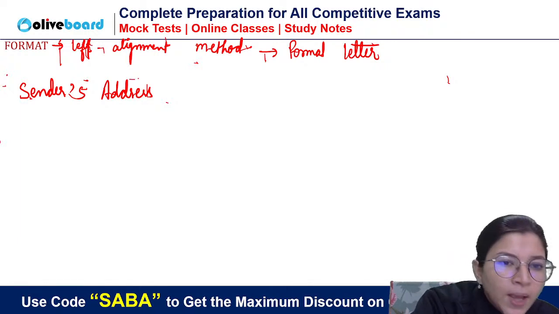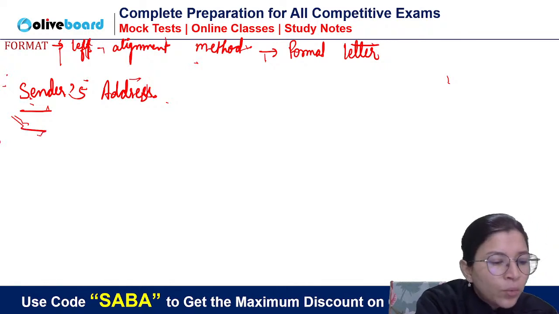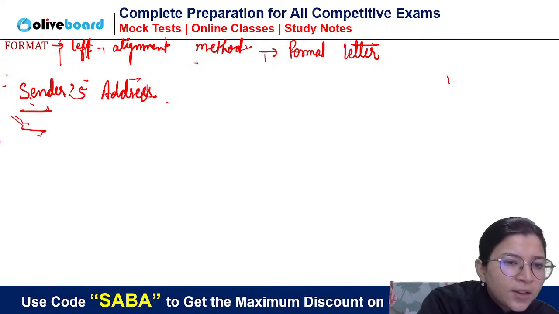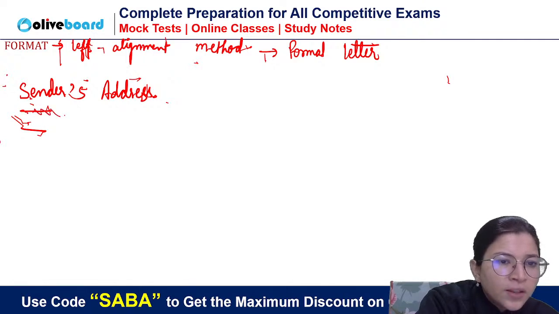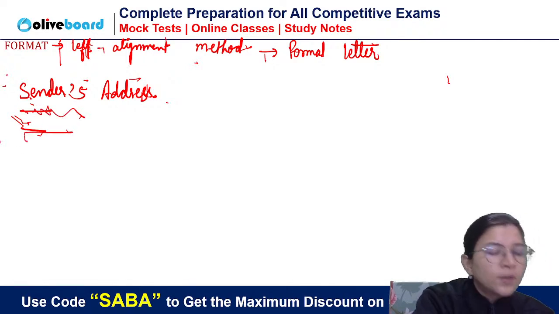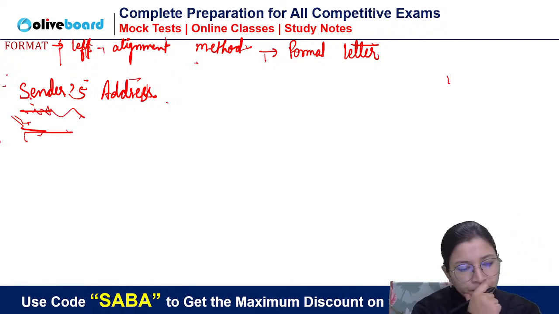Now tell me, after this, will you be able to leave one space and start writing from here? Quickly tell me yes or no. Now my sender's address is done. After this, I want to leave this line space and then I want to start right from here. Is it possible?